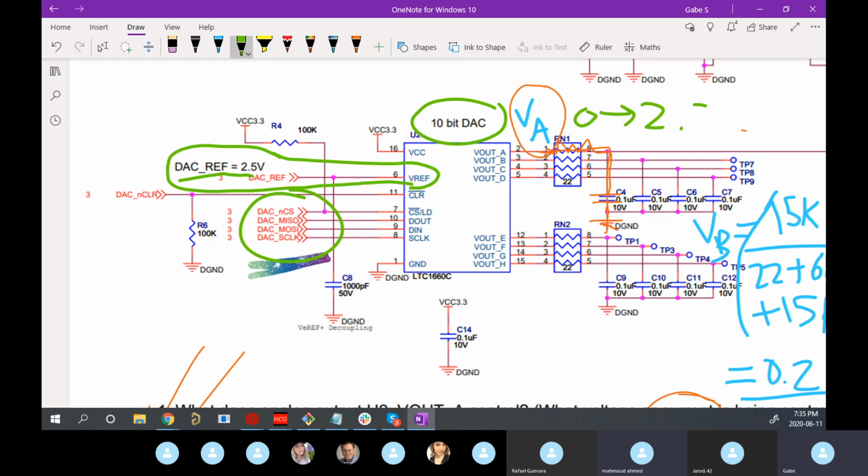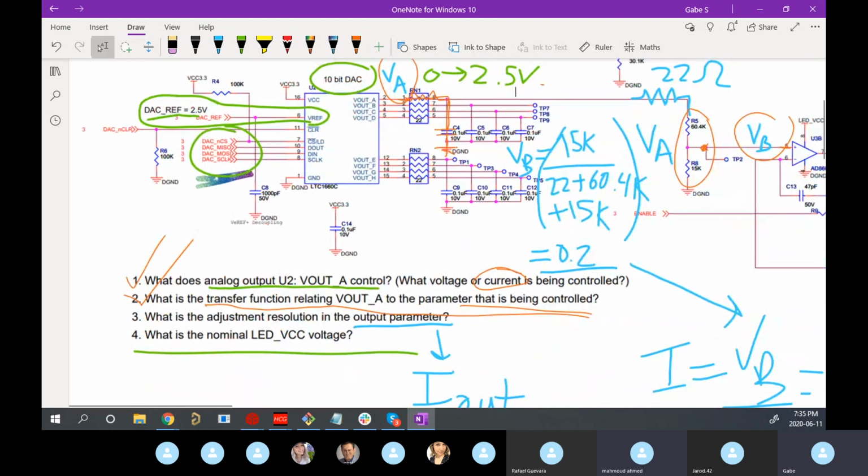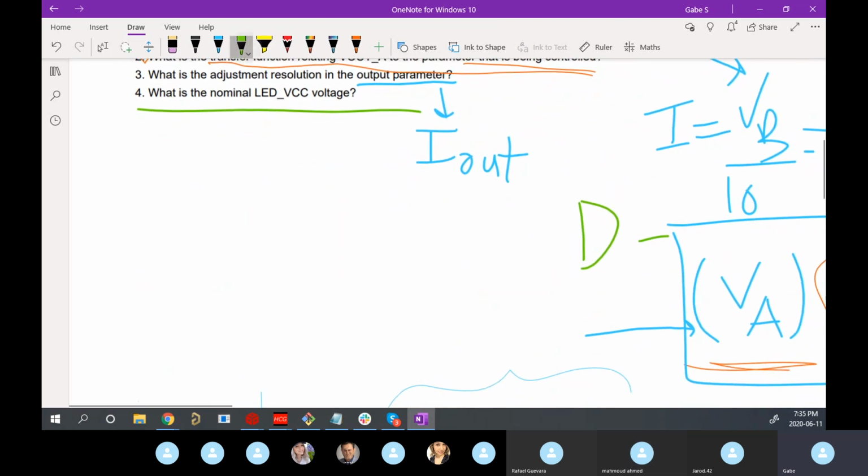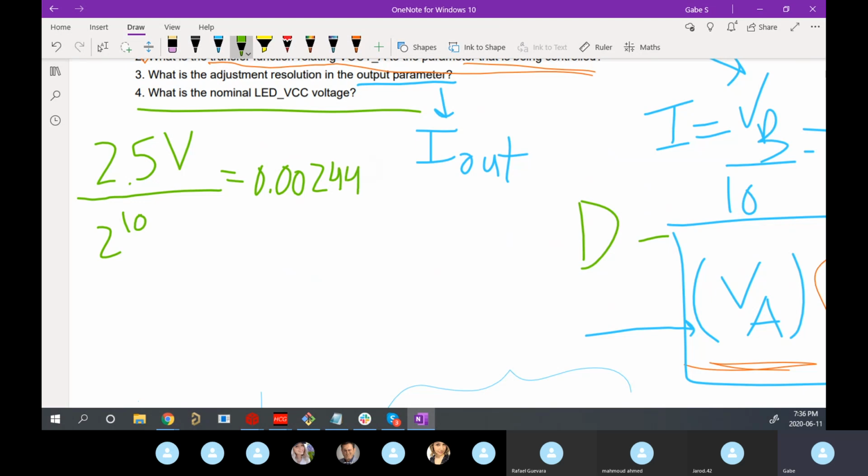So I guess let's get the smallest division for VA first by doing 2.5 over 2 to the power 10. So that would give us basically the little step size in voltage that V out A could be, right? I don't have a calculator, so who can do this? 2.5 divided by 1024? Is that right? Yes. So basically, the adjustment resolution of V out A is 0.00244. Speak up if I did the math wrong.